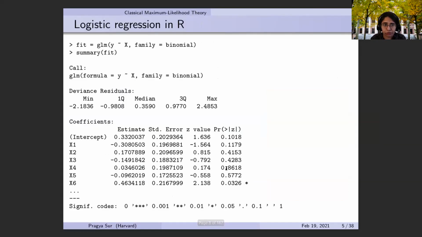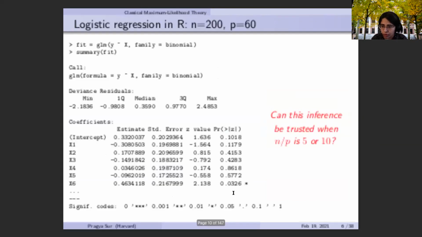And in regular software packages that we use, if you just run vanilla logistic regression, the standard errors and p-value tables you get, we know, are based on approximations coming out of this classical large sample theory. So we know all of this.